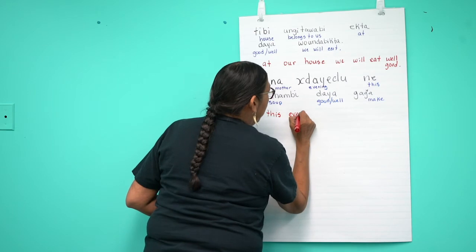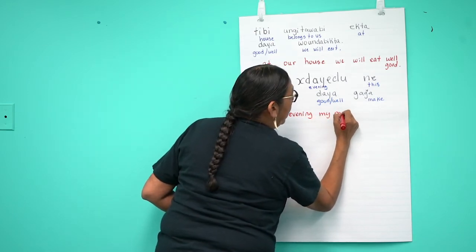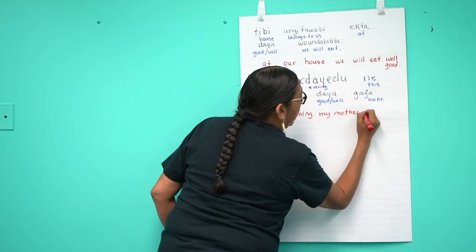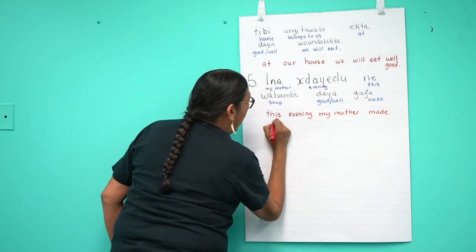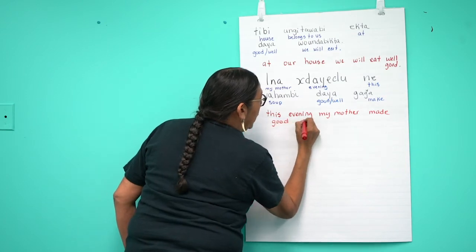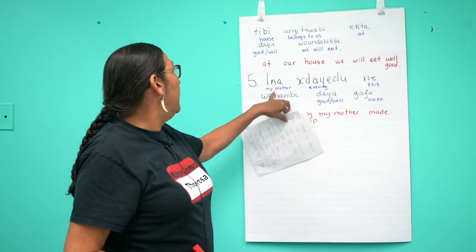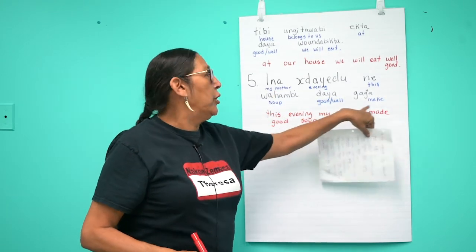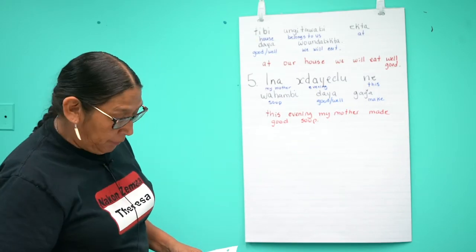This evening my mother made daya, good wahambi soup. My mother evening this soup well good make. This evening my mother made good soup.